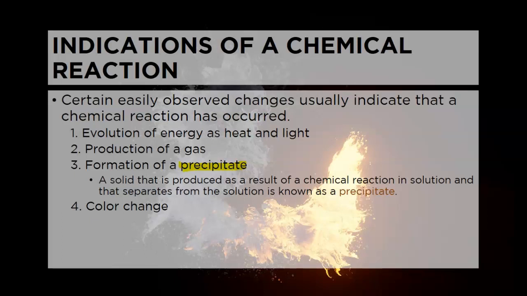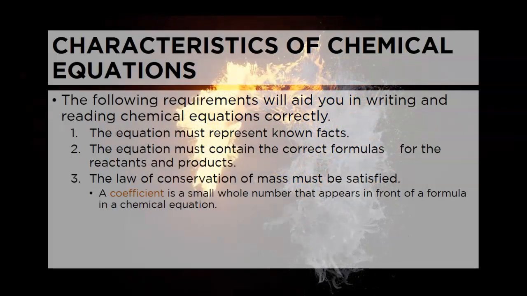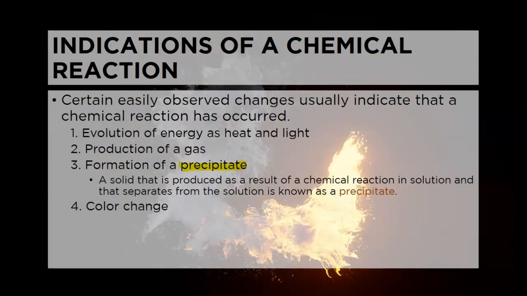And finally, like I said, color change. When you see things rusting, that's a good indicator of a chemical reaction. When you have a different color, and you didn't just paint over it. So those are the big 4 that you're looking for. Not all those things have to happen, but each of those provides a clue that we can assume a chemical reaction is taking place.